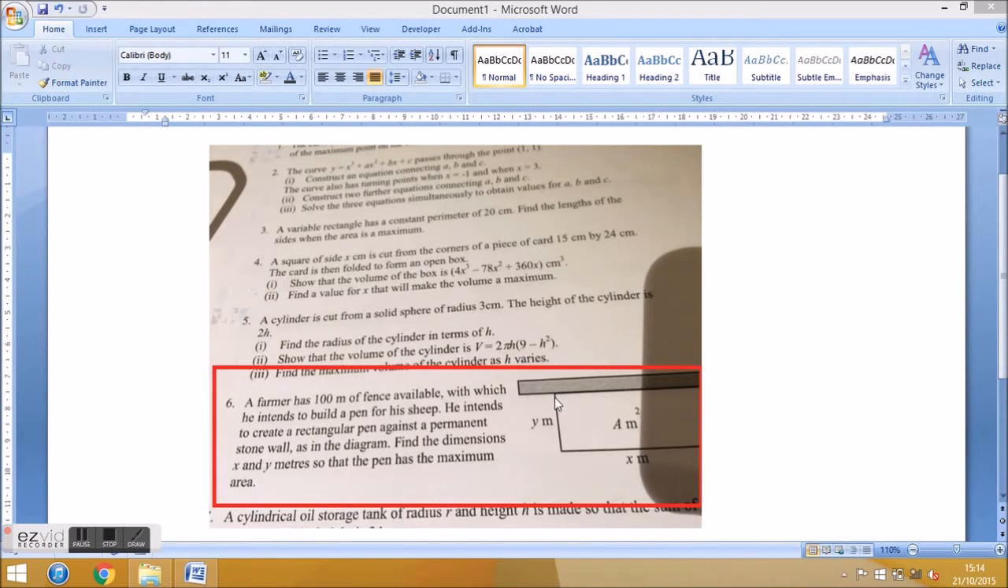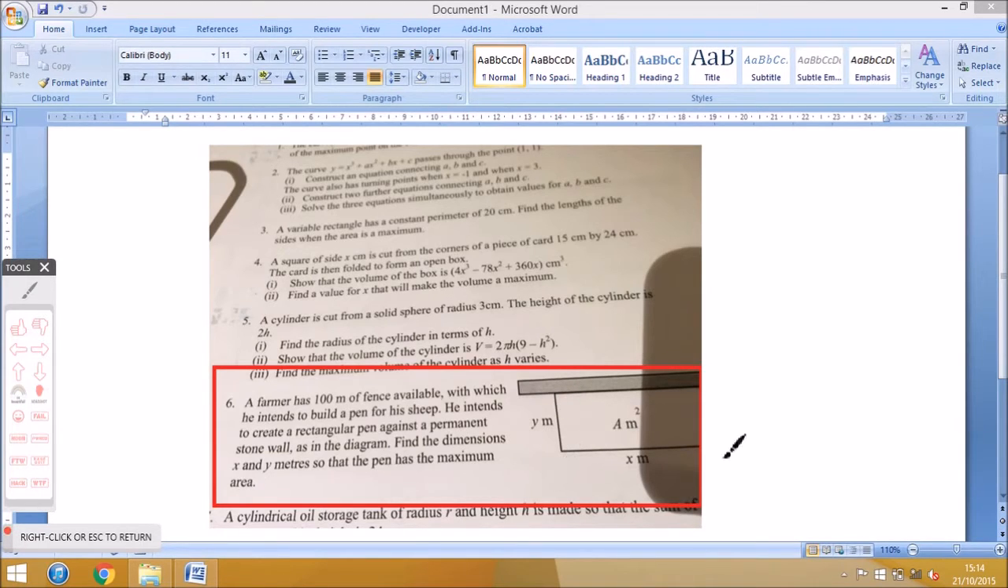Those three added together must equal 100, because if you look at the first part of the sentence, it says a farmer has 100 meters of fence available. So I can set up an equation just based on that fact alone. Remember, the fence is just Y going down, X meters across, and then Y up. So we have Y add X add Y, or 2Y plus X is equal to 100 meters.